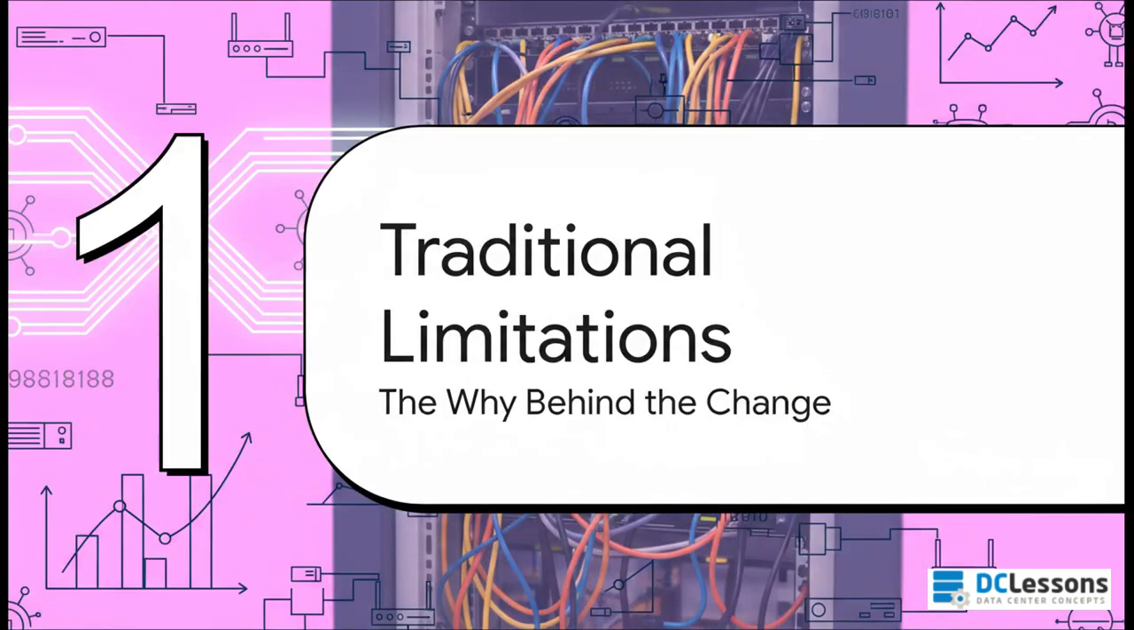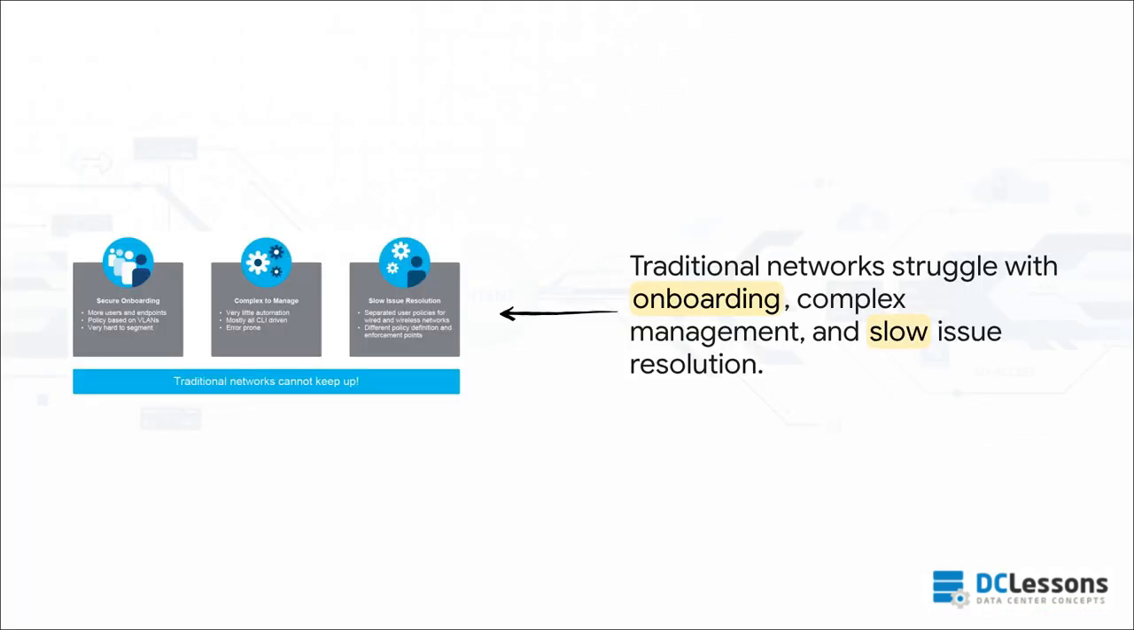I mean, for decades, network engineers have been fighting the same battles, right? Manual config errors, security policies that are all over the place, and troubleshooting that takes forever. And these problems just get worse and worse as our networks get bigger, with more devices and more users. This slide just nails the three biggest headaches of old-school networking. First, secure onboarding. You've got users, IoT devices, personal phones. Trying to get them all on the network securely is a huge challenge.